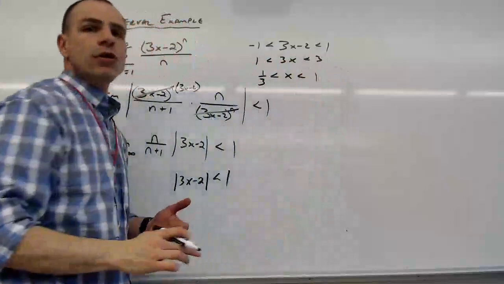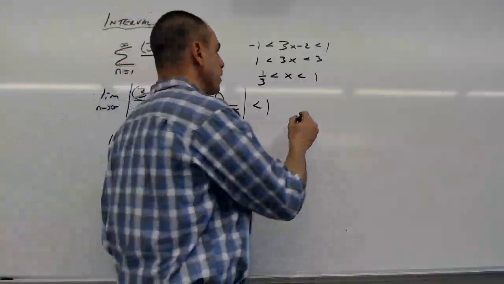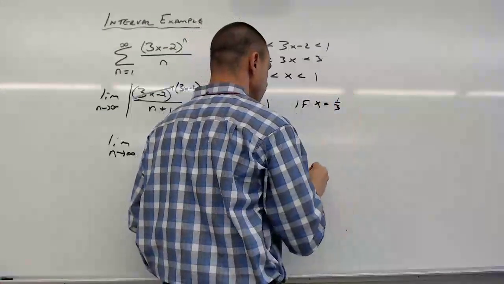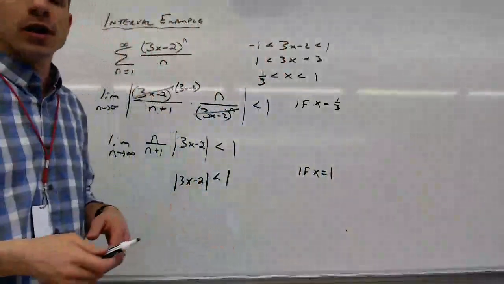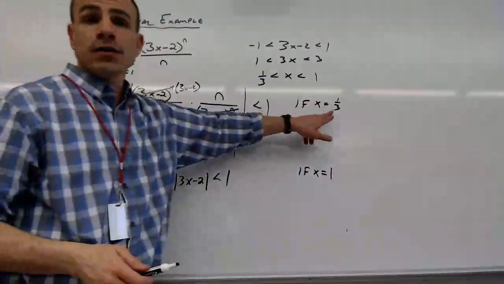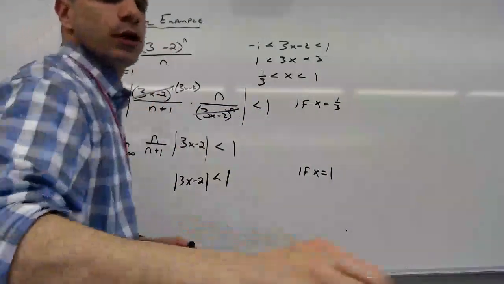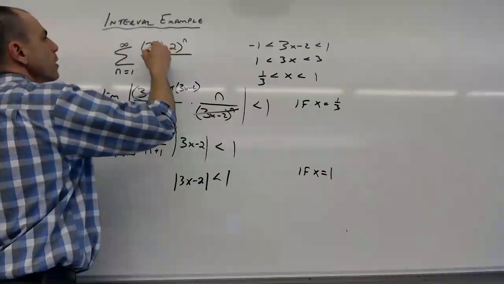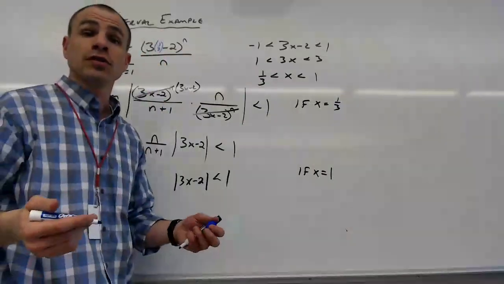But what we don't know at this point is what's going on with the endpoints. All right, so we have to check out what happens if x equals 1/3, and what happens if x is equal to 1. Where do you want to start? 1/3? All right, so if x is equal to 1/3, we're going to go back up here, and we actually want to put in 1/3 for x. If we put in that 1/3, then we have 3 times a third, which is 1, minus 2, so it's negative 1.